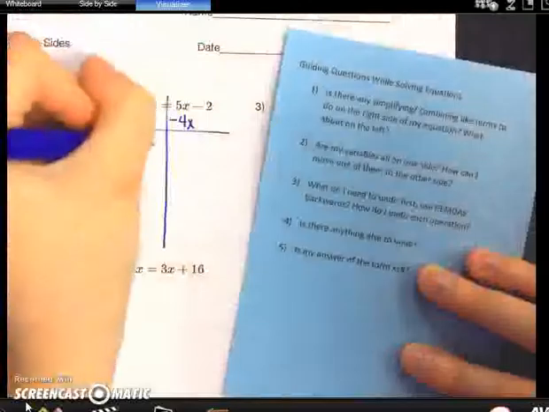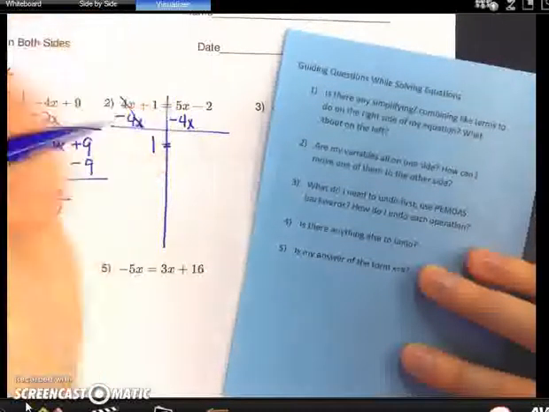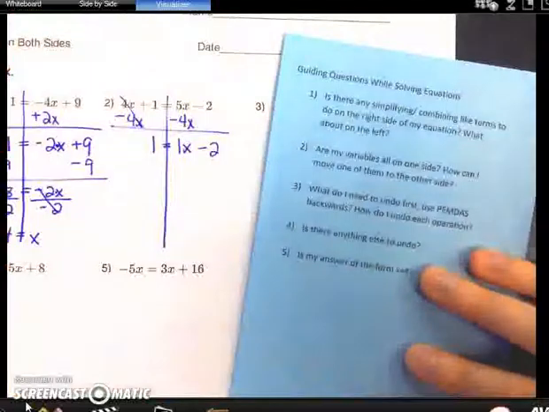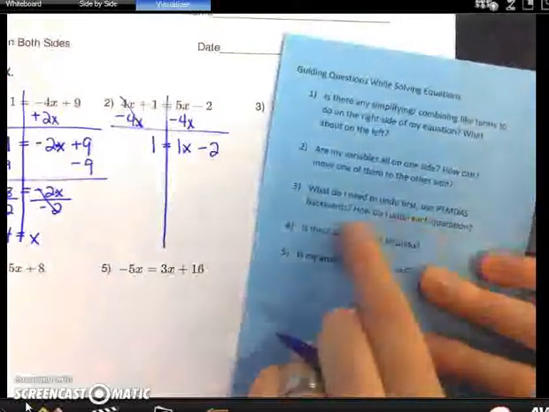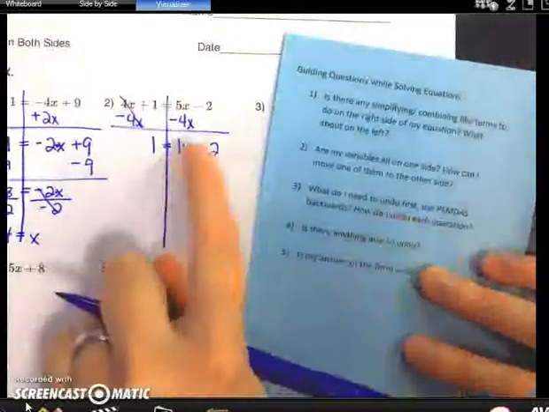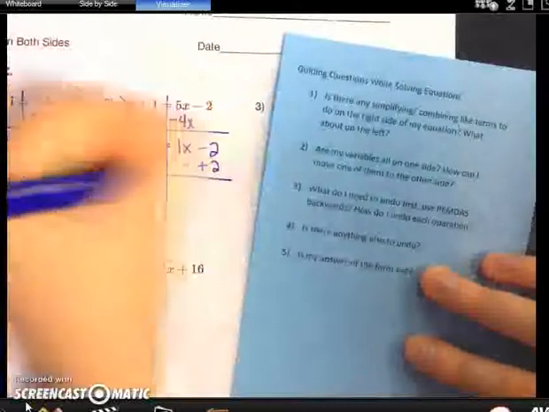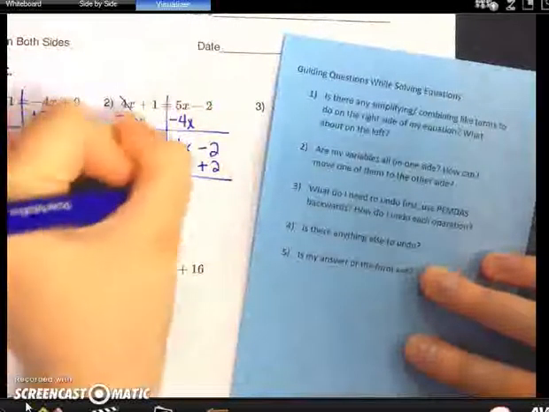Those cancel and I'm left with 1.5x minus 4x is 1x minus 2. Okay, what do I need to undo first using PEMDAS backwards? Well, multiplication, subtraction. How do I undo subtracting 2? I add 2. 1 plus 2 gives me 3 equals 1x.